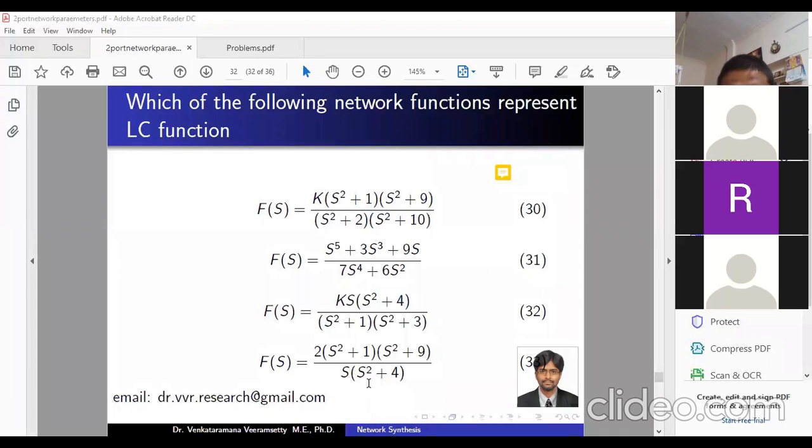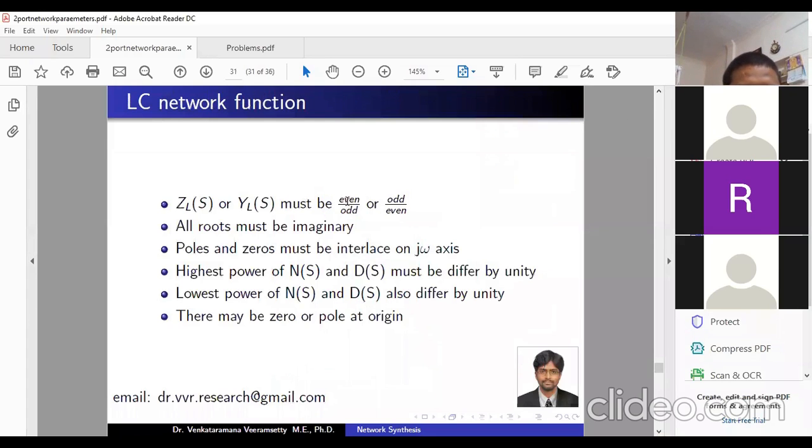Can anyone tell the first condition? Try to see the first condition. Try to remember it. It may be even by odd or odd by even. Even by odd or odd by even.